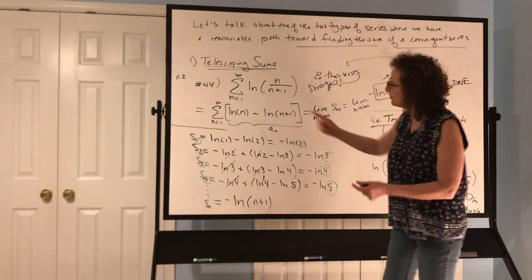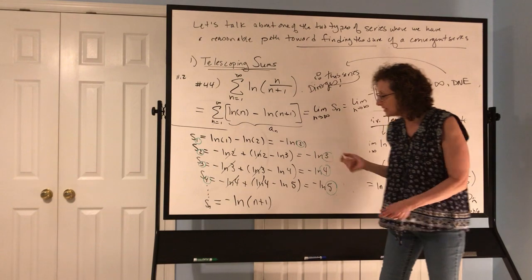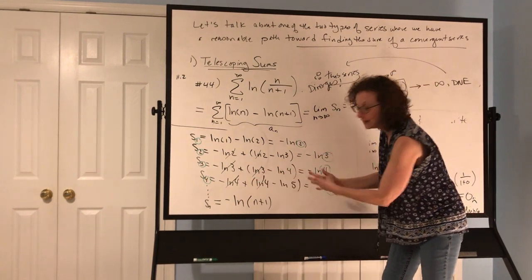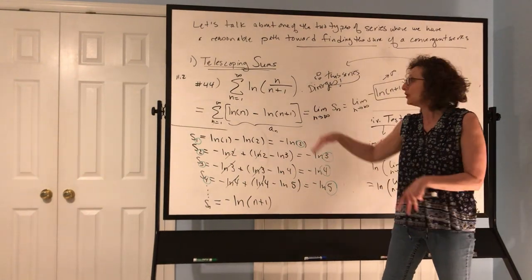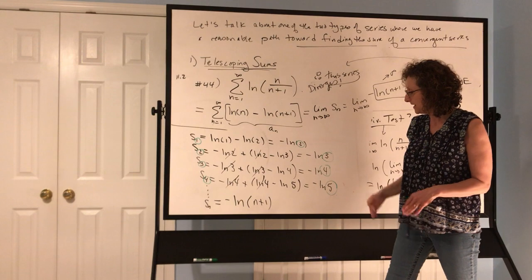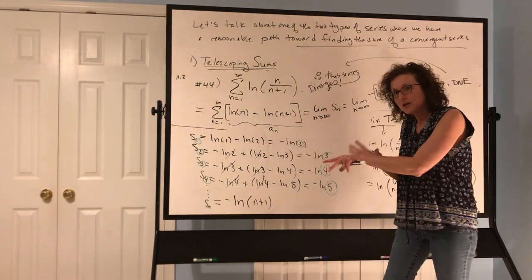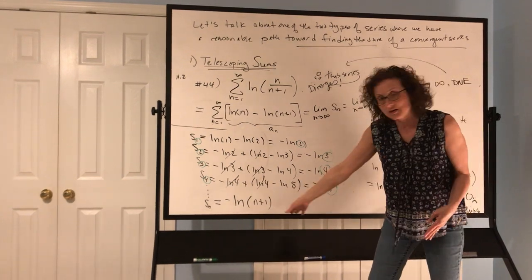Because for this problem, we use rules of algebra for natural log, for logarithms, to kind of make the partial sums collapse in on each other so that stuff would cancel, right? And that's kind of the whole idea of telescoping sums: find a way to manipulate your partial sums so that you can see a bunch of stuff canceling and then you're just left with something much simpler.